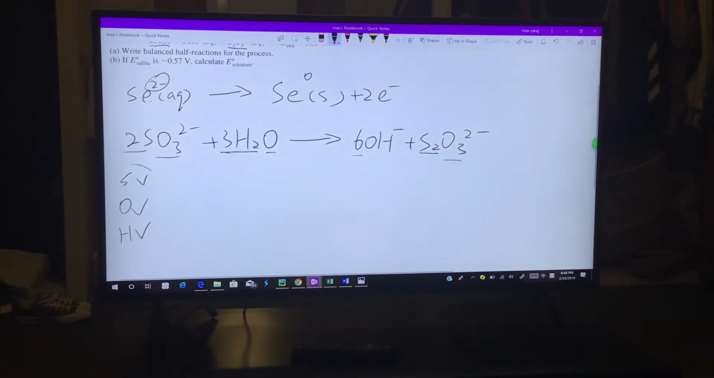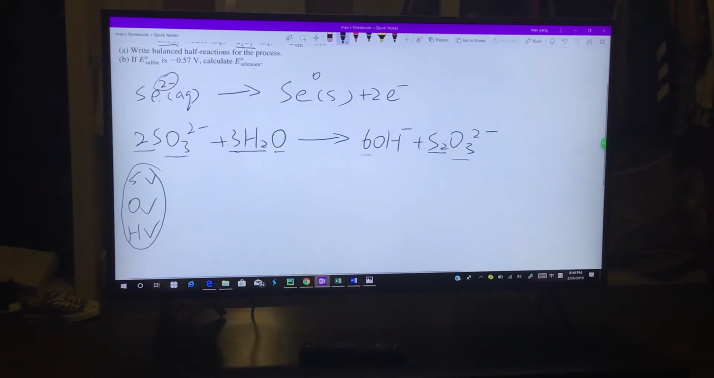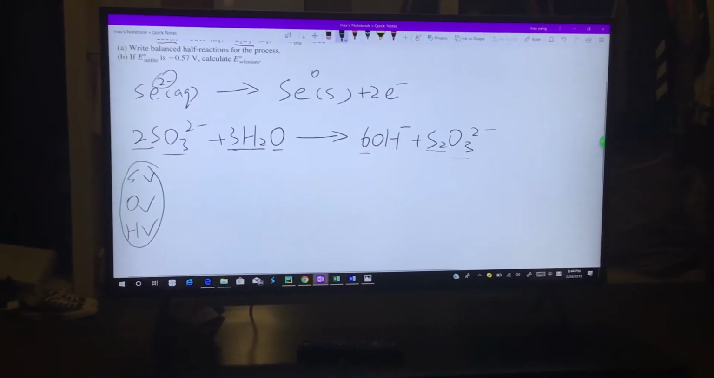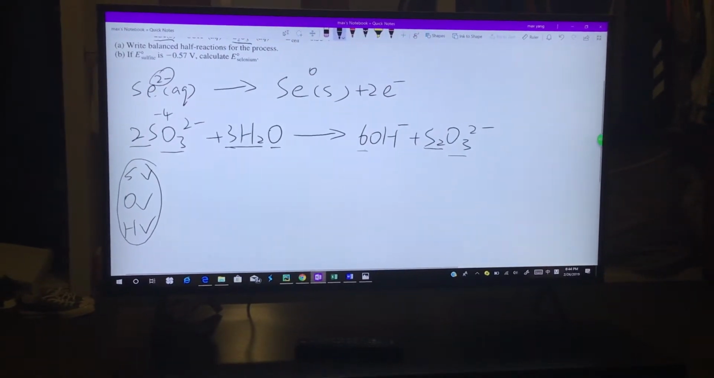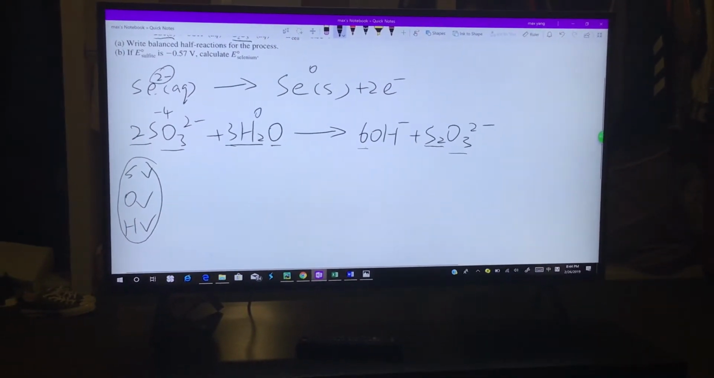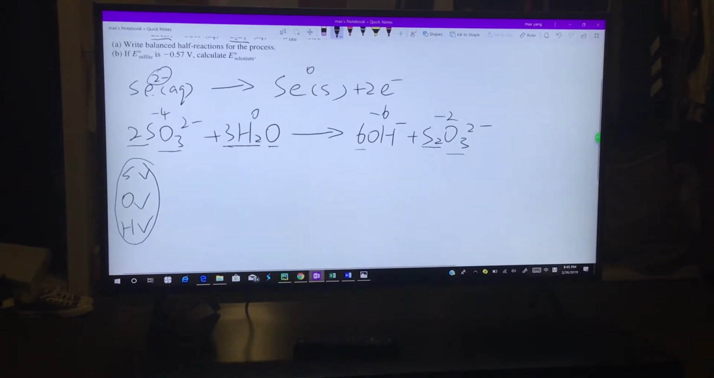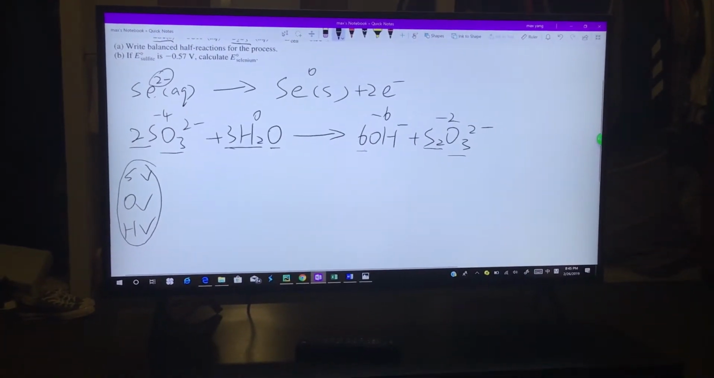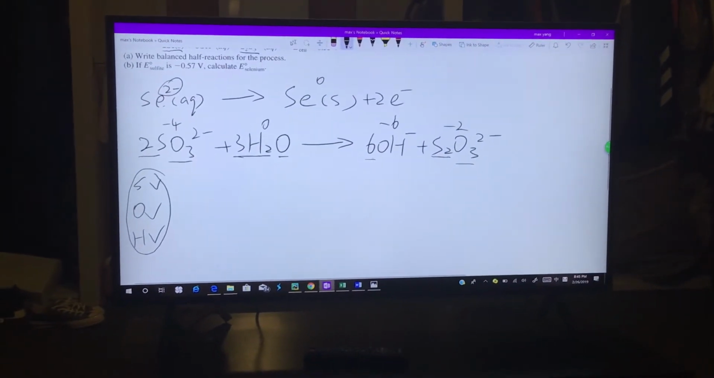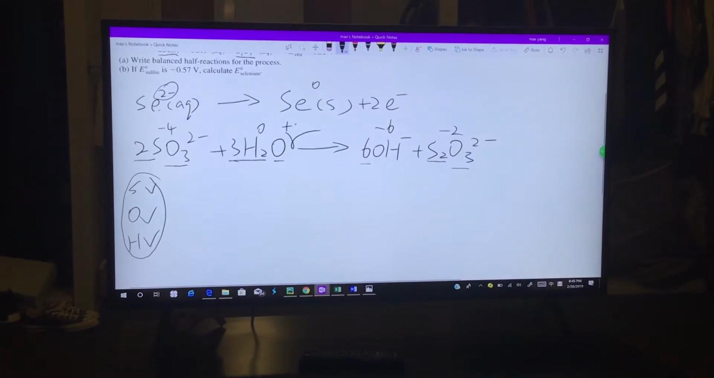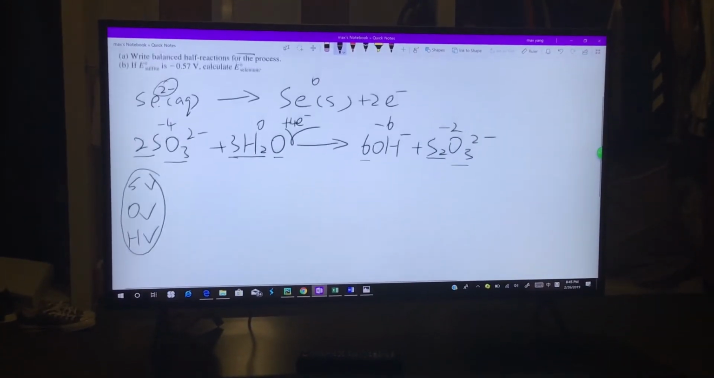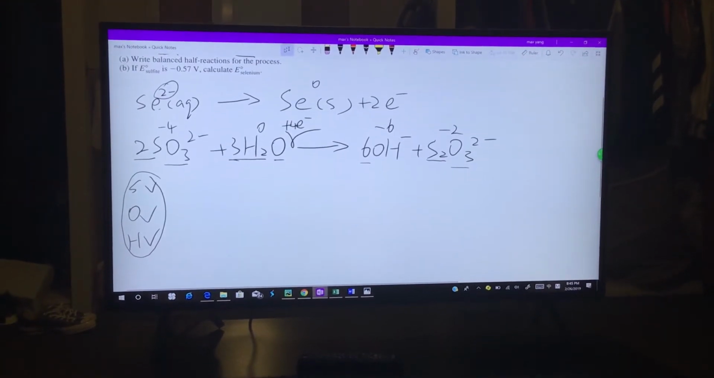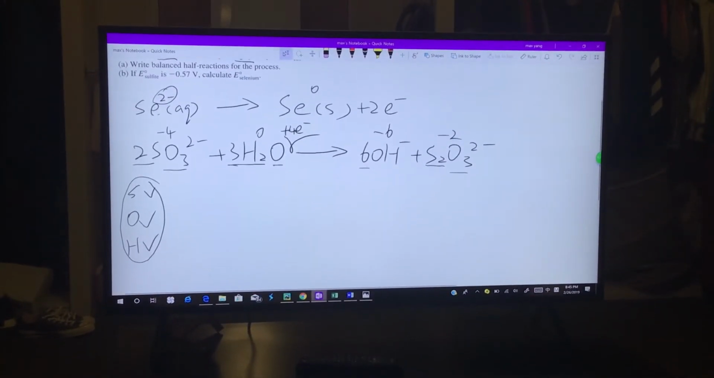So when all the major elements have the same amount, now we just have to take a look at the charge. It has a -4 here because 2 times -2 is -4. Then 0 charge, -6, and -2. So it has a total of -8 on the right side and -4 on the left side, meaning that we need 4 more electrons on the left to balance the charge. Okay, so this is the end of the half reactions for the process.